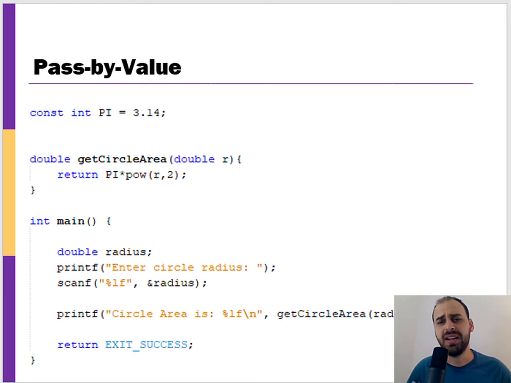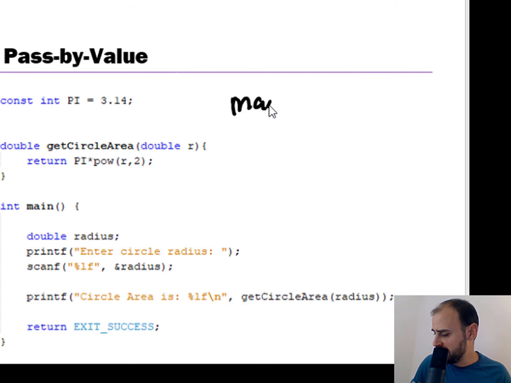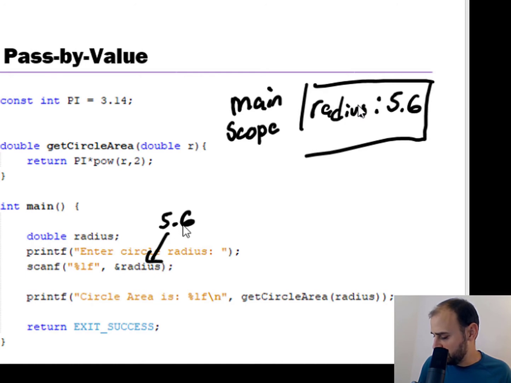Let's look at the getCircleArea function again. Notice we're calling that function down here in the main function. In the main function scope, we have a variable we called radius. Let's write out the main function scope, and we have our variable radius here. Let's imagine hypothetically that somebody enters 5.6.